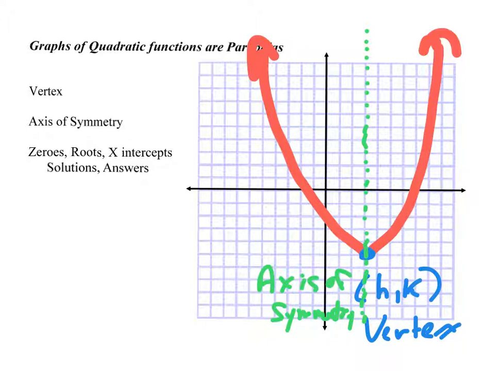And of course, the 2 points where the parabola passes through the x-axis, these 2 points right here, these are my roots. These are my roots, which of course we also call the x-intercepts, or the zeros. They are the solution or the answers to our quadratic equations.